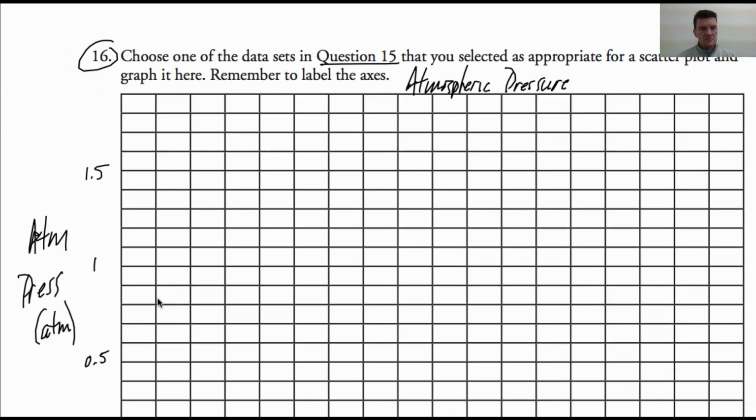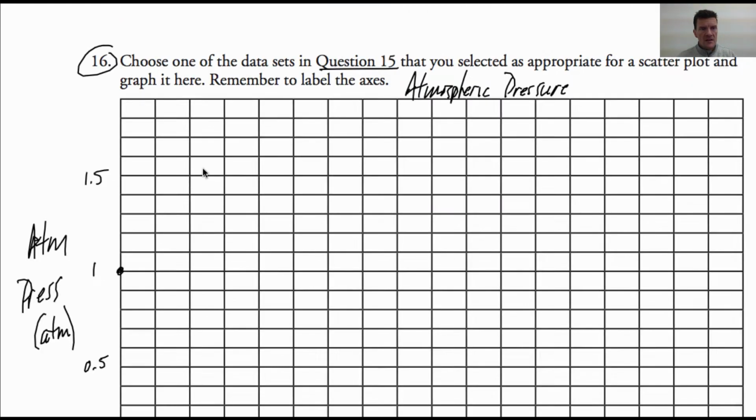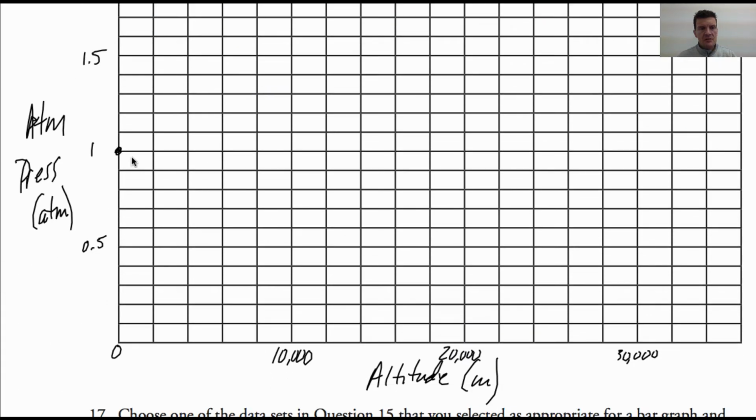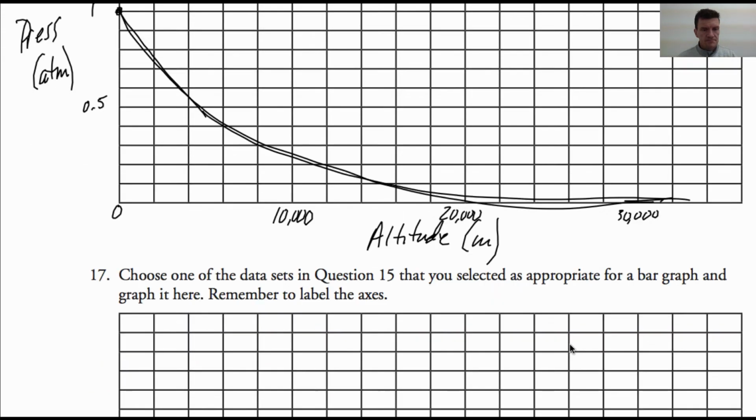So you will then plot these values, and at 0 it's 1. And then continue to plot these pairs of values: 2750, 0.75, etc. And you should see a graph that has the points descending, and then it's going to kind of level off as you get higher and higher. Okay? In this case, a linear trend line may not be the best. This would be more of a curve, a trend line that would be more of a curve to it. But we don't have to worry about coming up with a formula at this point. Alright?